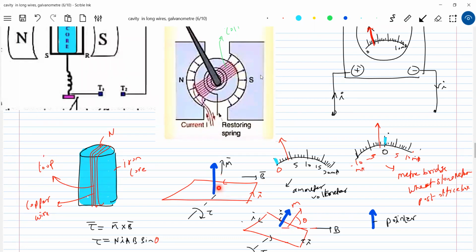So a restoring torque should act. So you can see the restoring spring. The restoring spring is brought here. That restoring spring is what we are showing here in the form of a diagram like this. Here you see this diagram.